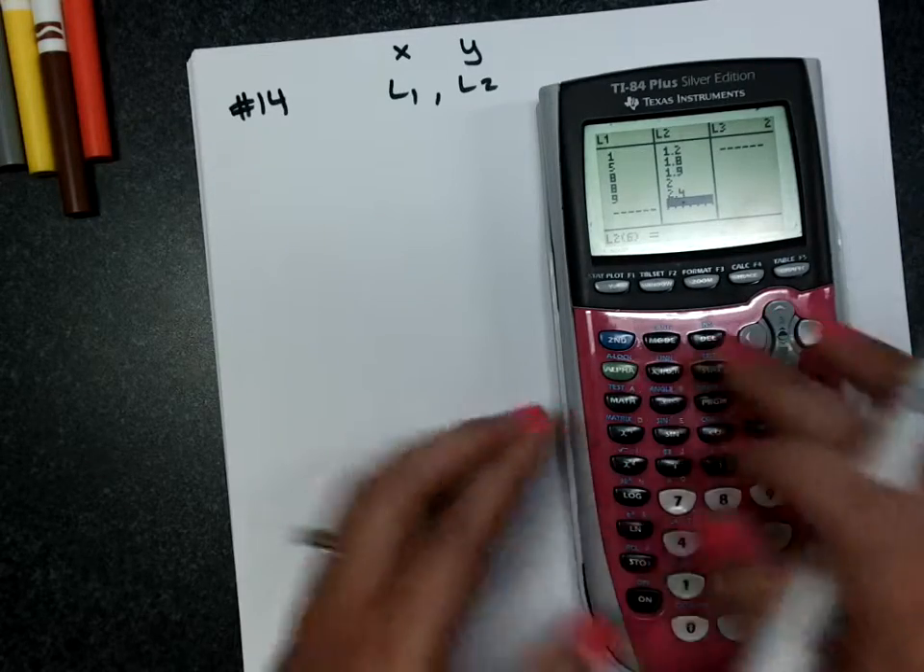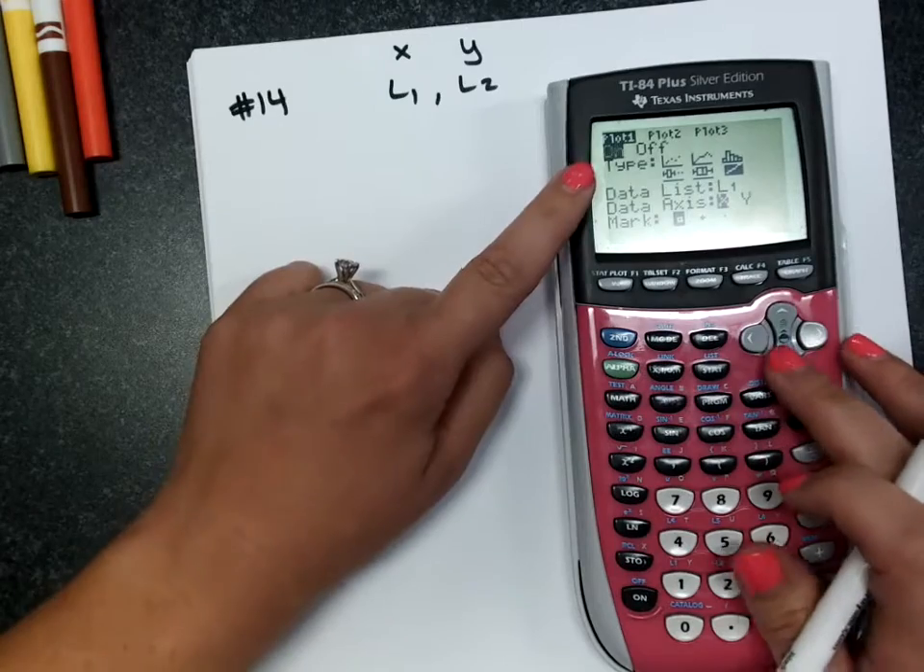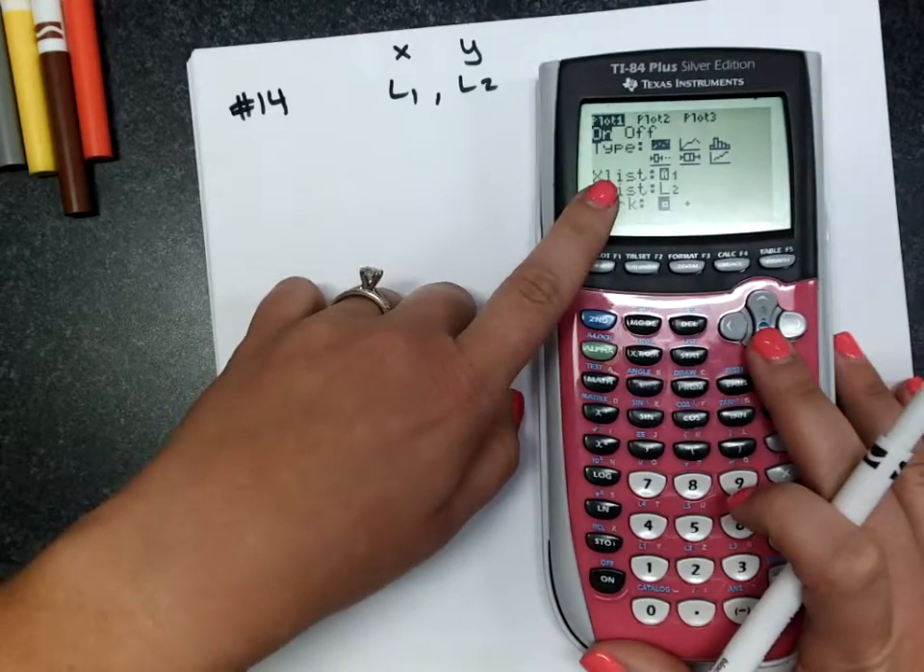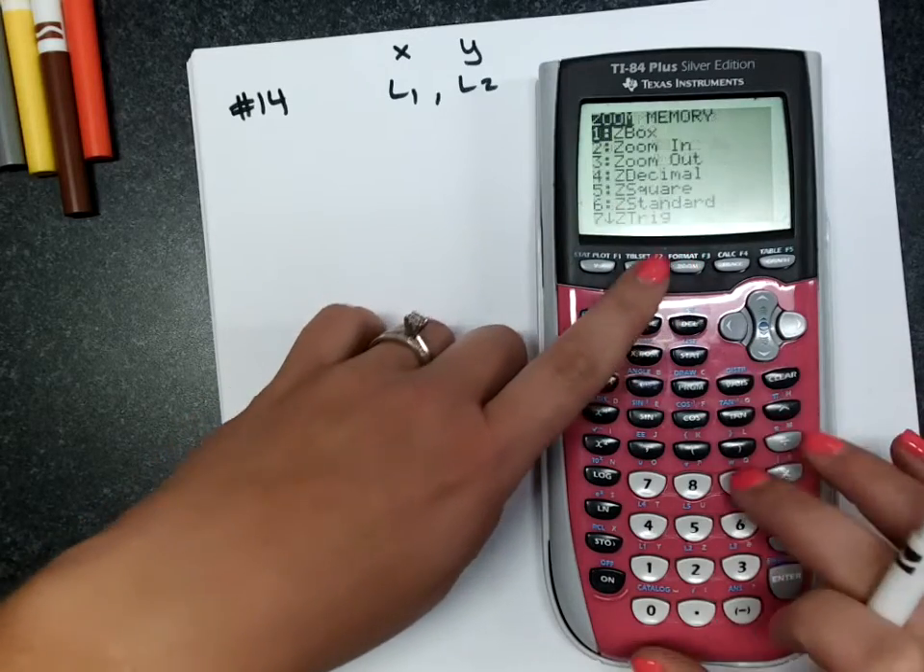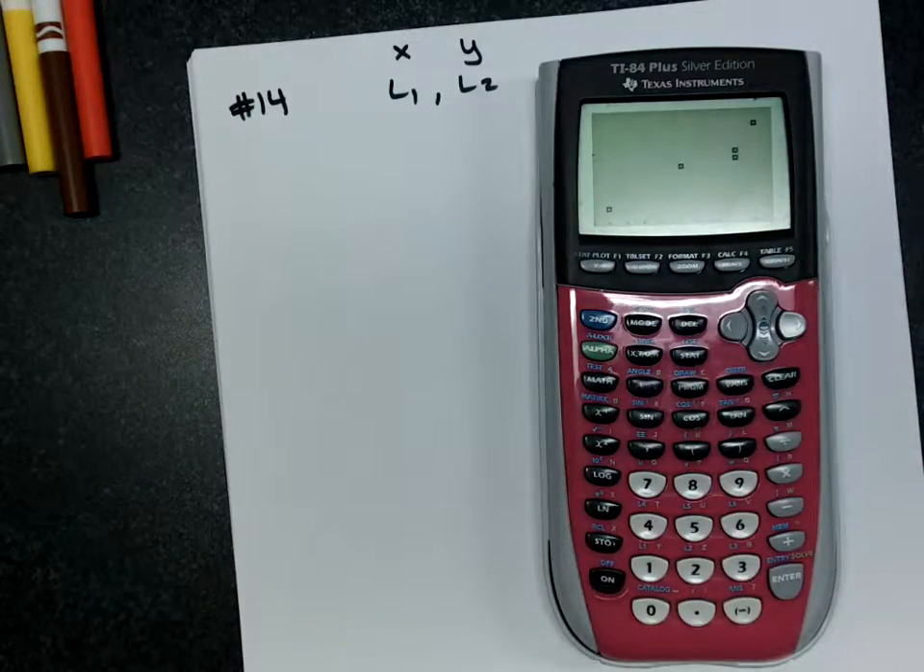And then if you want to see your scatter plot, you go to second, y equals, turn plot 1 on. You would choose the first plot, which should be L1, L2, and then zoom 9, and you can see your scatter plot and find the one that matches.